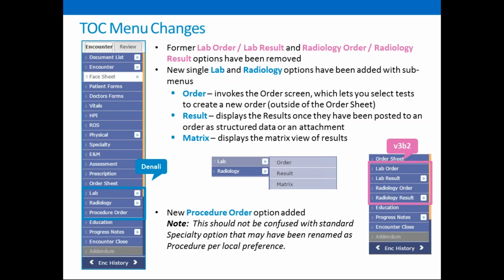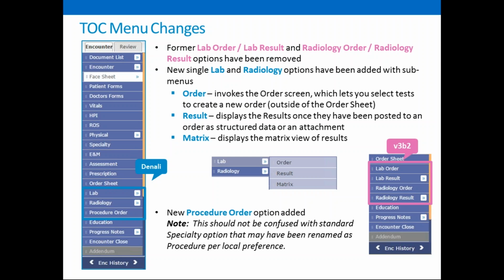Now, with the condensing here down to a single menu option, you do not lose any functionality. As you see here in the middle, you still have a sub-menu and you still have all three choices available: Order, Result, and Matrix. But instead of having a single option called Lab Order and another separate option called Lab Result with a submenu, it's simply Lab or Radiology with the submenu.